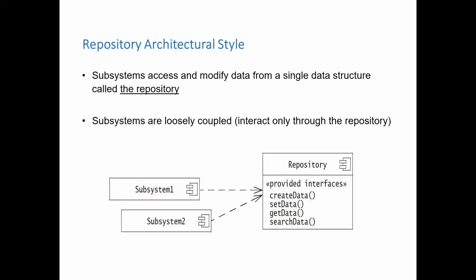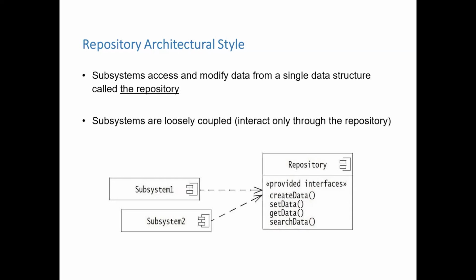The repository architecture pattern is especially common in systems where data sharing is a central requirement. In this pattern, all subsystems interact with a single centralized data structure, which we call the repository. Think of the repository as a shared database or knowledge base that stores all the data the system needs. Each subsystem doesn't talk directly to the others. Instead, they all access this repository using standardized interfaces like create data, get data, or search data.